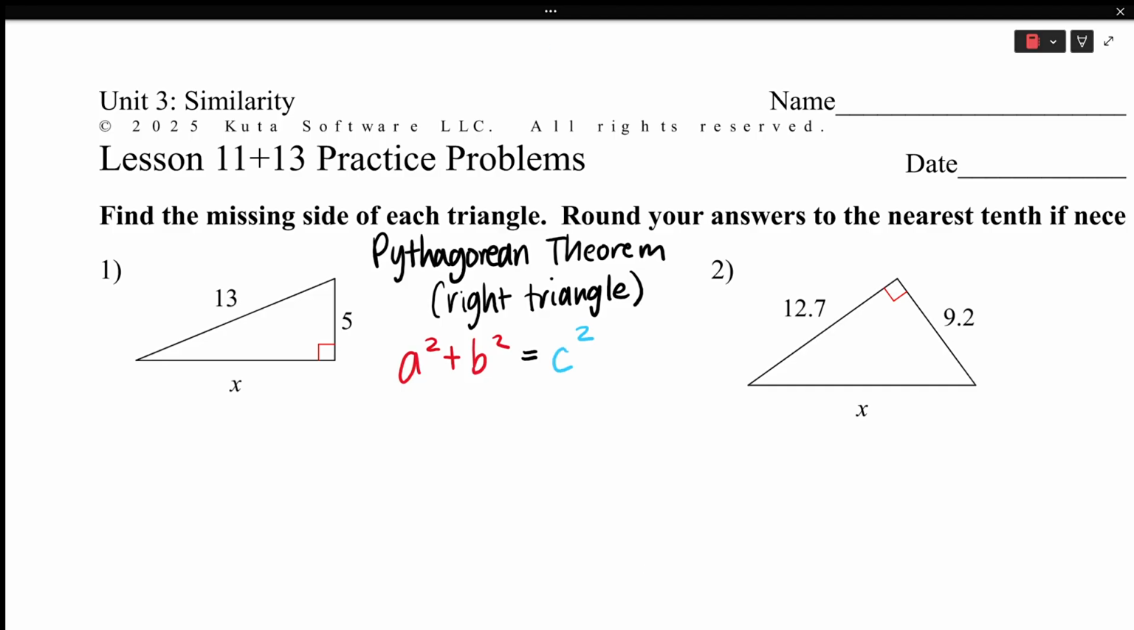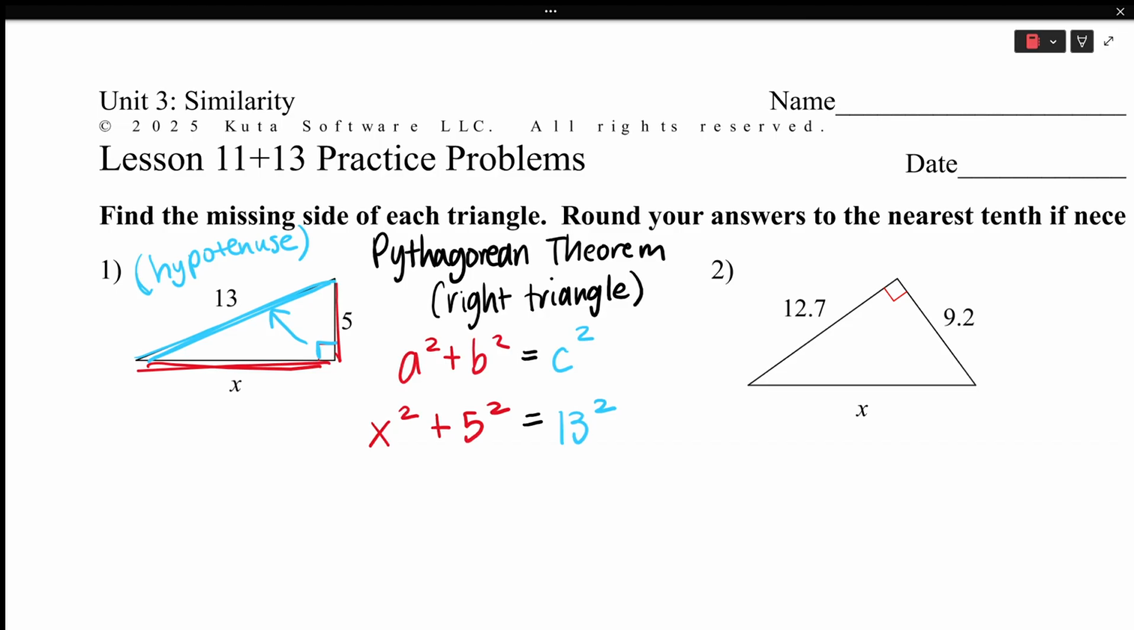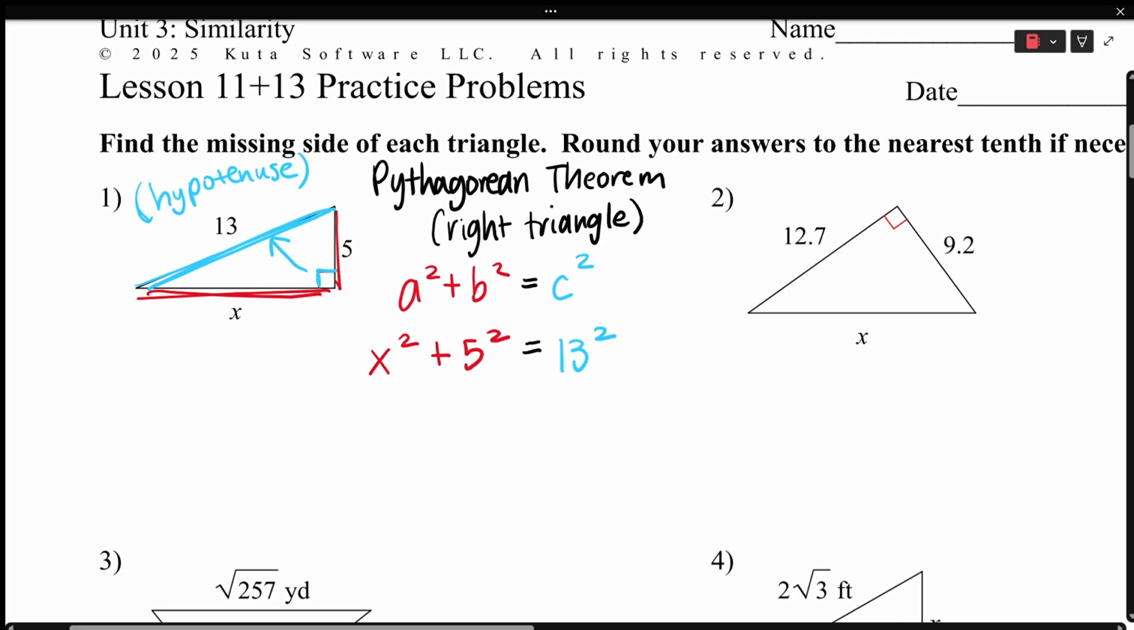And the reason why we can only use this during a right triangle is because whenever we have a right angle, it gives us the hypotenuse, right? And the hypotenuse is always the greatest side, the longest side of a right triangle. So the hypotenuse is always across from the right angle. So that's going to be our c, okay? And then the legs of the right triangle are a and b. It doesn't matter which one goes into which. I'm just going to plug in a for x and then b for 5, right?